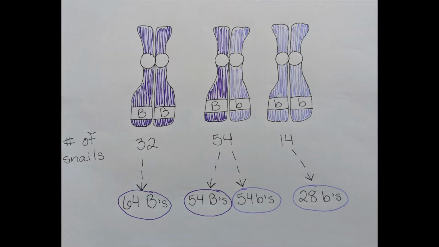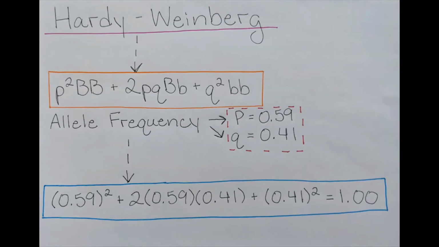For the 32 bright-spotted snails, we have 64 big B's, and for the 54 light-spotted snails, we have 54 big B's and 54 little b's. And for the no-spotted snails, we have 28 little b's. Another way to check your calculations is to use the Hardy-Weinberg equation. Just plug in the allele frequencies previously found.